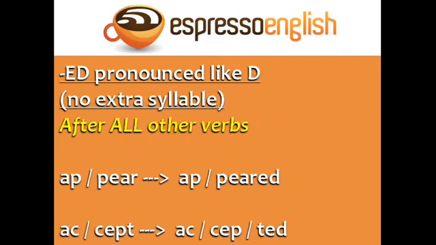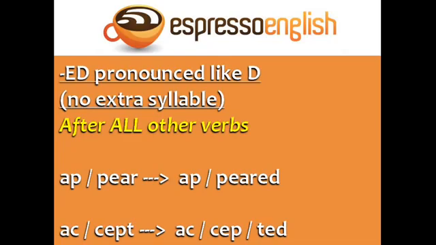The third pronunciation of ED is like D with no extra syllable. ED is pronounced like D after all other verbs that don't fit in the first or second categories. Here's an example of the difference in pronunciation 2 and pronunciation 3. The past of appear is appeared. Appear has 2 syllables, and appeared also has 2 syllables. Don't pronounce it appeared with 3.